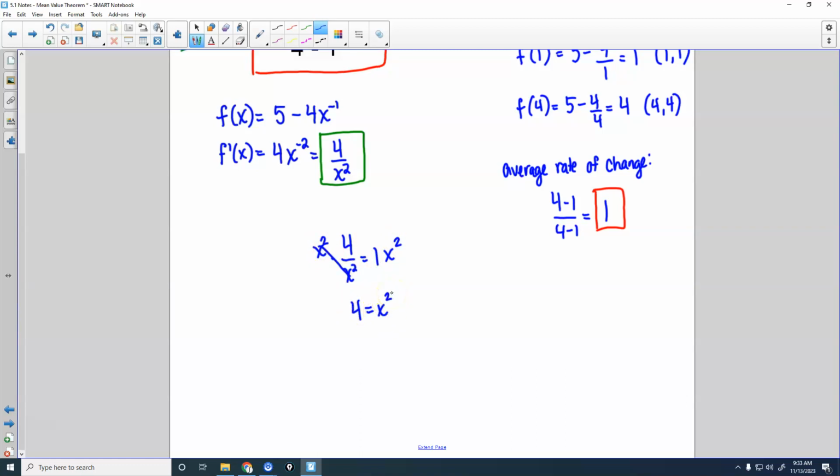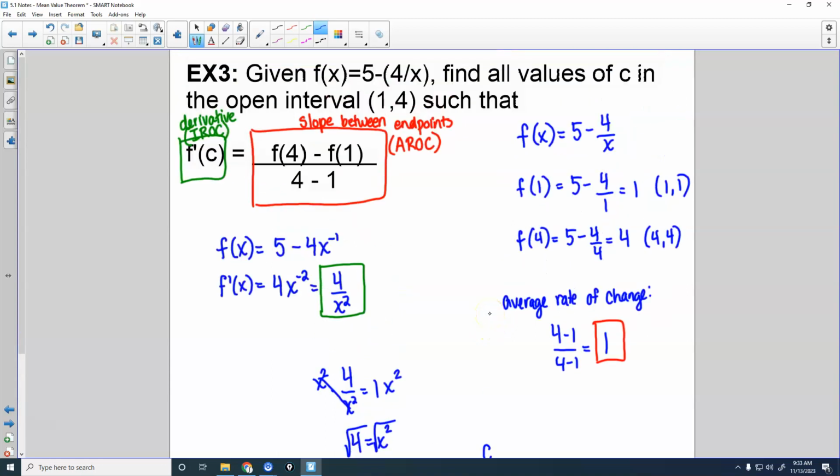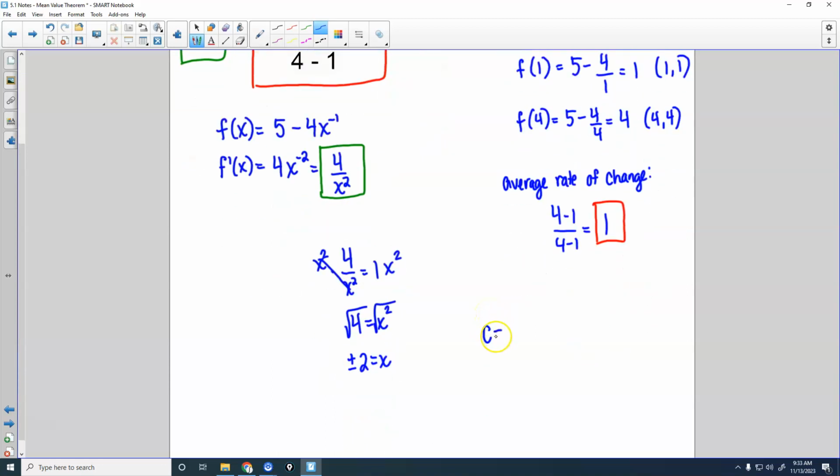What would we do next? Square root both sides. Here, that is going to give you plus or minus 2. However, would we use both of those answers here for this problem? We would not, because we're only looking between 1 and 4. So we would just choose our, did it say C up here? Yes, C. Our C would just be positive 2 here.